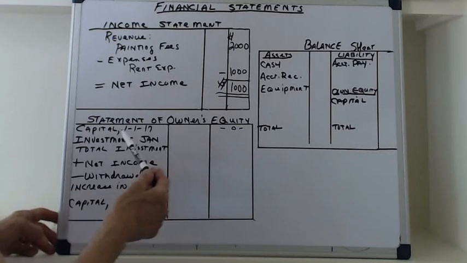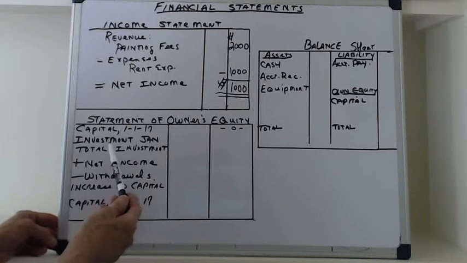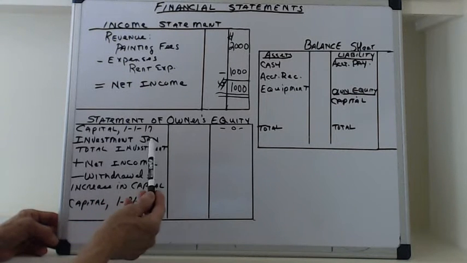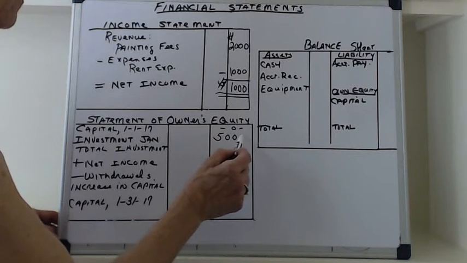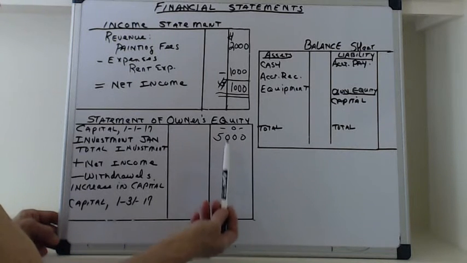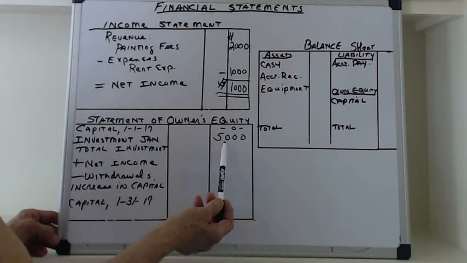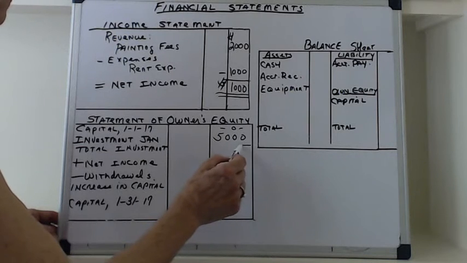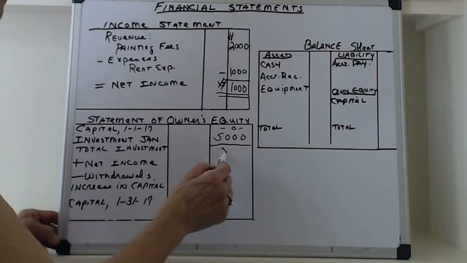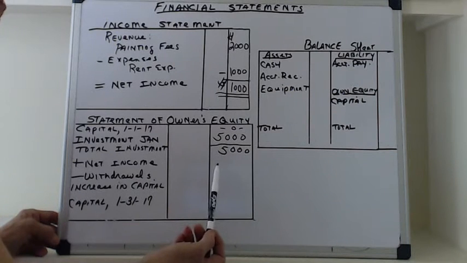No. So he had no balance carried forward. But he did make an investment in January for his business. So I'm going to add $5,000. Again, this is like the total column. So he invested $5,000 in his business. So his total investment so far for this month is $5,000. So I'm just bringing down that $5,000.